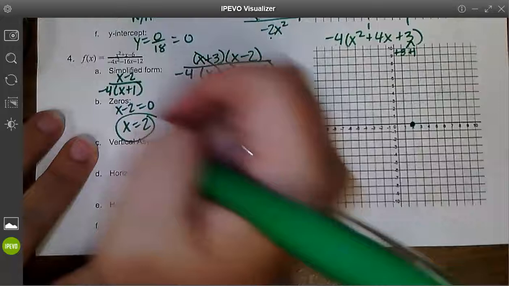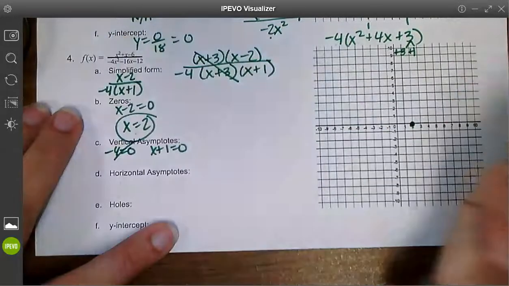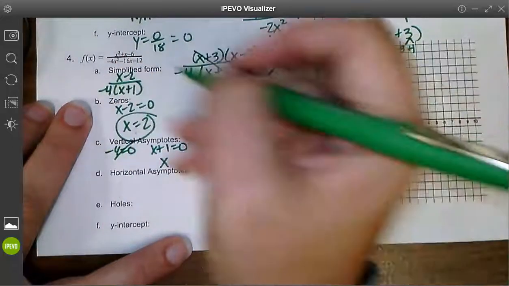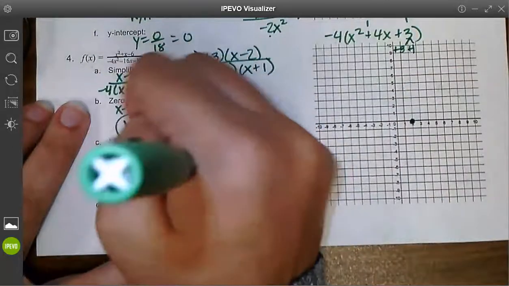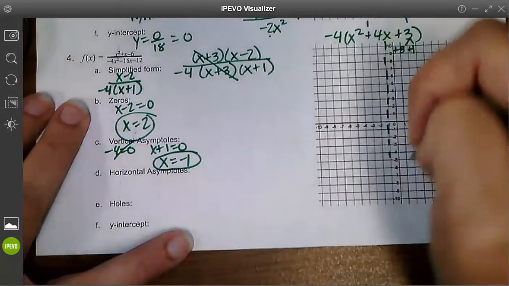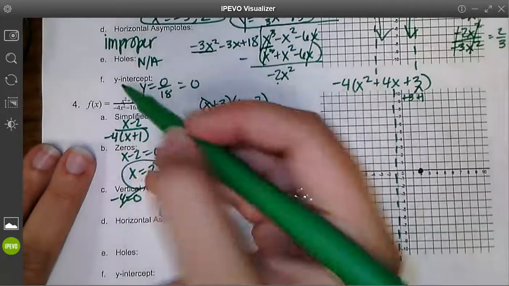Vertical asymptote, same thing. Negative 4 equals 0 and x plus 1 equals 0. Anytime you have that constant out front, you can just kind of ignore it. Because 0 divided by anything except for 0 is 0. I get x equals negative 1 for a vertical asymptote. Horizontal asymptotes, this is neither.